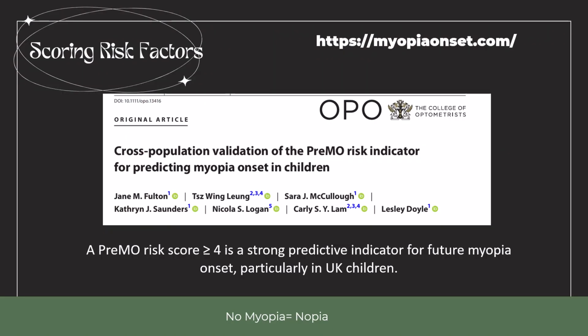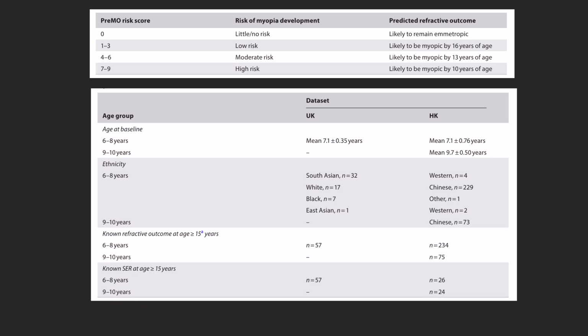Now, this was a study done after the pre-myopia onset chart, or validation system, came. This article validated the pre-myopia onset risk indicator for predicting myopia onset in children. We have currently acquired the data and are trying to validate it for Asians. But for UK patients, a pre-myopia onset risk score of 4 is a strong predictive indicator for future myopia onset. So a score of 4 for UK children has been suggested to be carefully monitored. And this is more data on who is likely to be myopic.